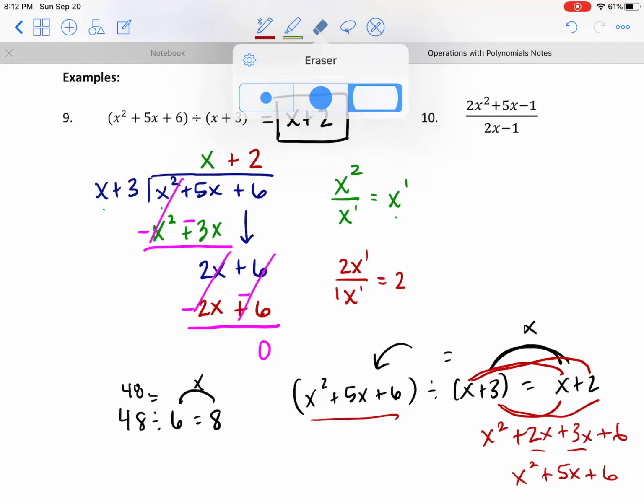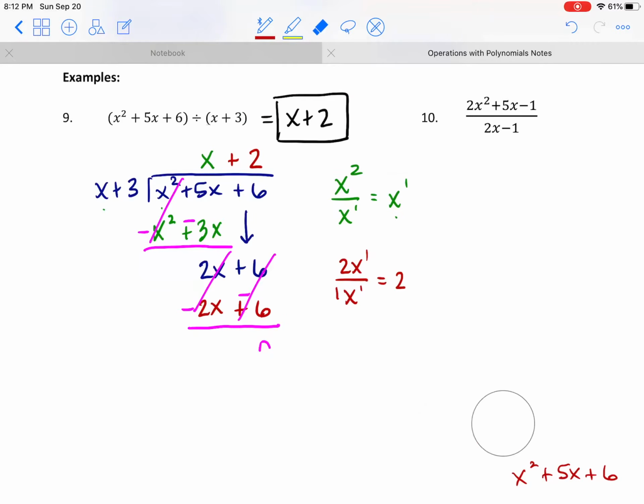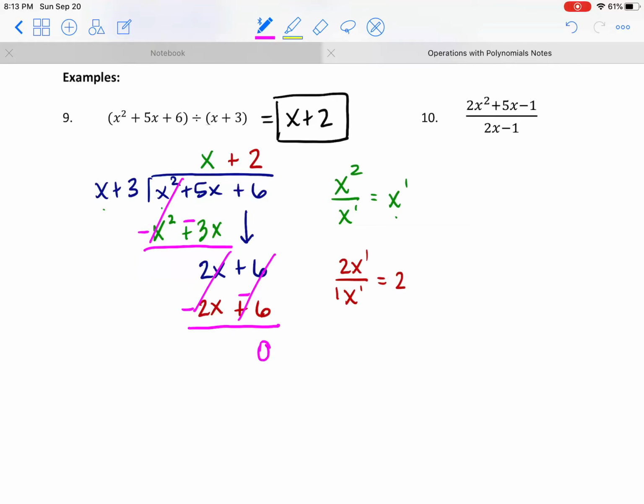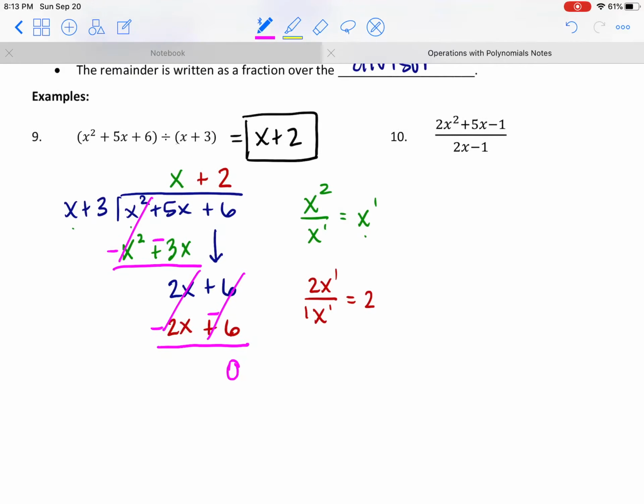So you could check your work if you wanted to. Again, I wouldn't do it every time, but if you really weren't sure, and let's say you were taking a quiz or something where it was worth a little bit more of your grade, then check your work. Okay? Now it's a little tougher when you have a remainder, and that's what's going to occur in the next one.